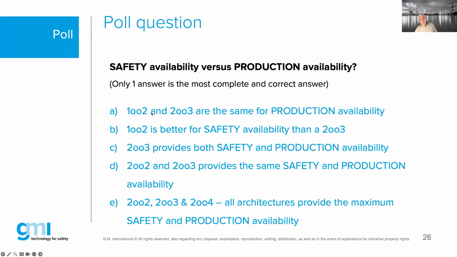A, 1 out of 2, 2 out of 3 are the same for production availability. That's your first potential answer. B, 1 out of 2 is better for safety availability than a 2 out of 3. C, 2 out of 3 provides both safety and production availability. D, 2 out of 2 and 2 out of 3 provide the same safety and production availability. And the last one, E, 2 out of 2, 2 out of 3, 2 out of 4, all architectures provide the maximum safety and production availability.